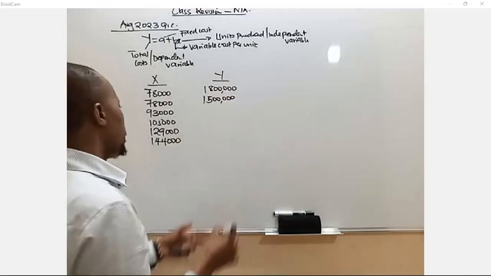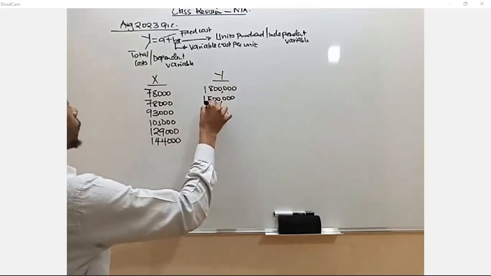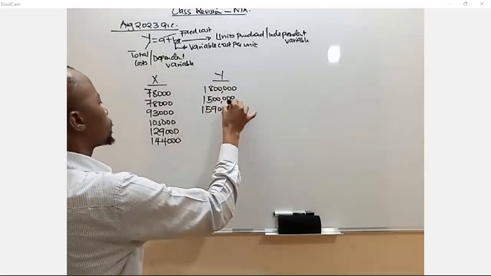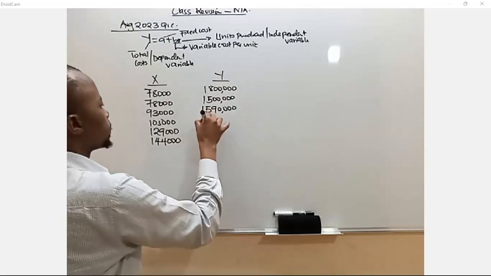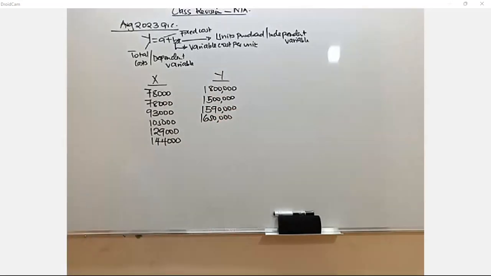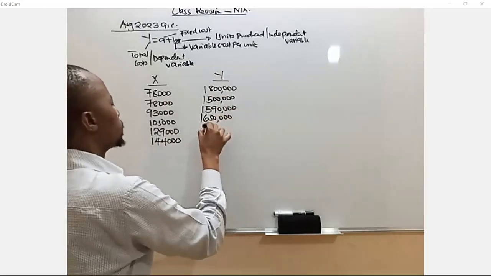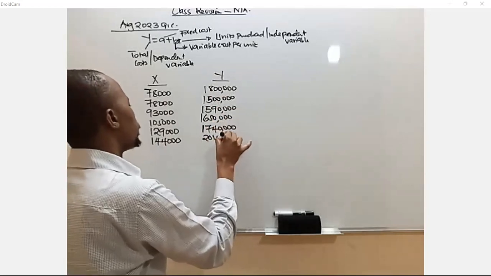Now, looking at the whole numbers, I will be able to show you why. Here we have 1,590, 1,650,000, 1,740, and then we have 2,040,000.